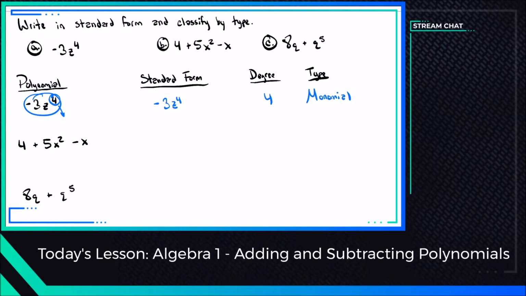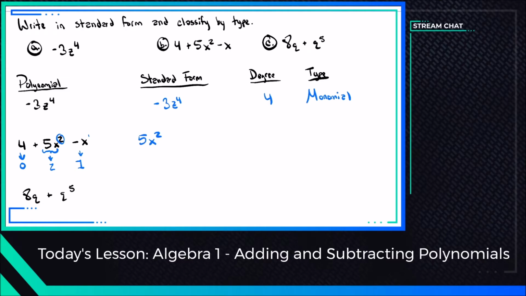All right, why don't we take a look at this next one? I feel like it's a little more complex. 4 has a degree of 0. 5x squared has a degree of 2. And negative x to the first has a degree of 1. So we're going to identify which term has the largest degree. And that's going to be 5x squared. So we're going to write that one first.